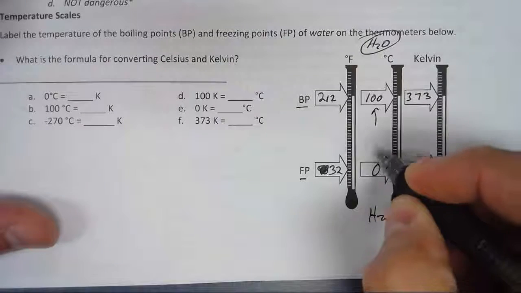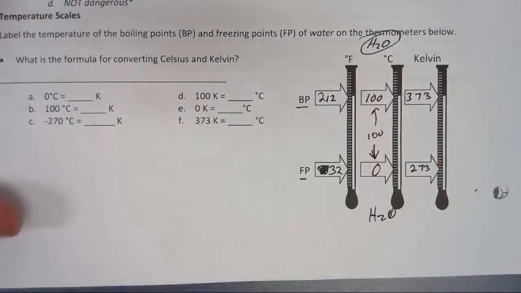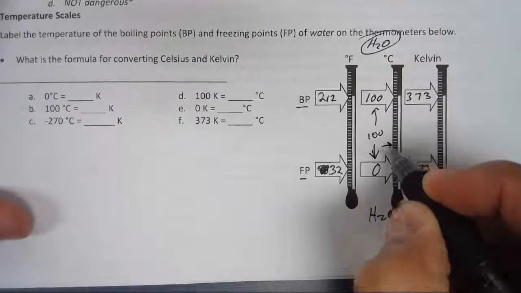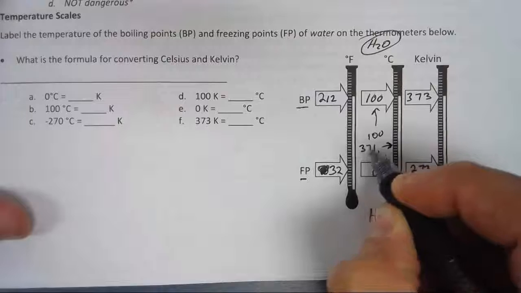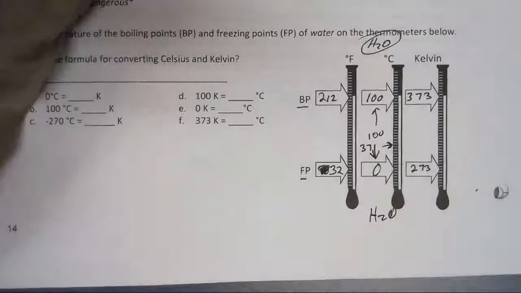You might also notice there are 100 degrees of difference between those 2 points, and just for kicks, you might need to know that 37 degrees Celsius is your body temperature. 98.6 Fahrenheit is 37 Celsius.